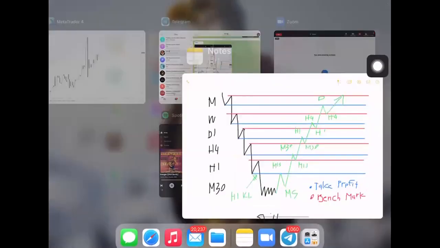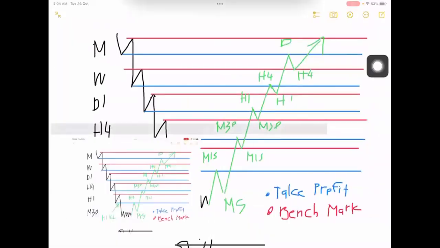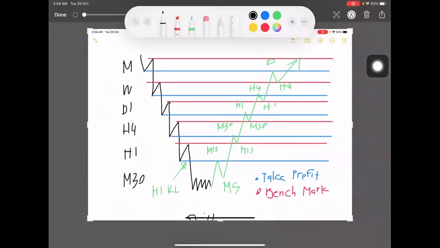Okay. So benchmark is the same thing as roadblock, right? Benchmark is what we call... not a roadblock, but what I say. I think benchmark. This one is benchmark. After breakout, price comes back to the benchmark and respects it. Okay, understand? Okay, try.